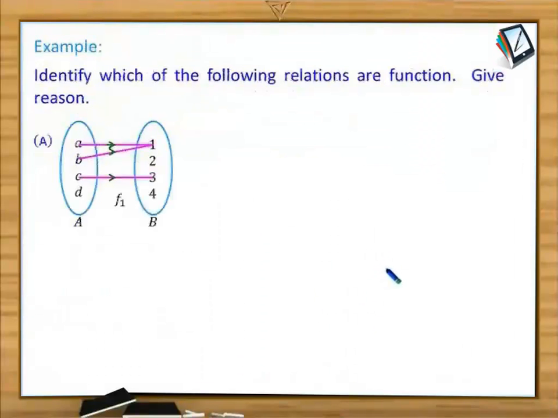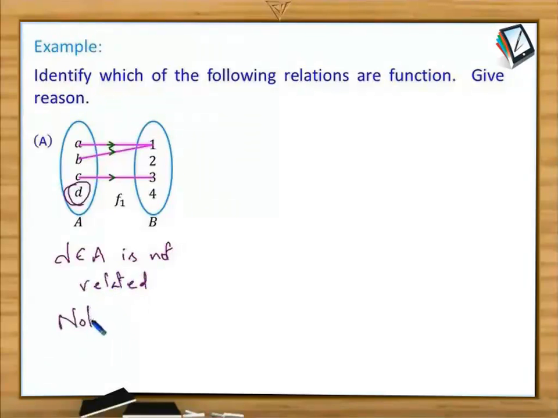Right? Now let us see here. Identify which of the following relations are functions. Is this a function? If you look at the definition, every element of A must be used. But observe here, d, which is an element of A, is not mapped or not related. So is this a function? This is not a function. This is not satisfying the requirements for a mapping to be a function.